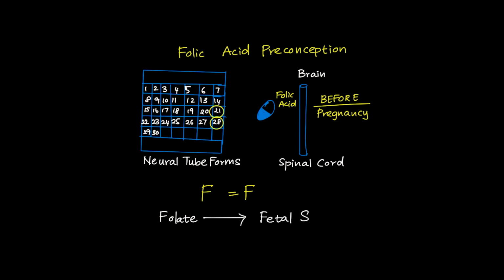Here's a D440 OA exam tip for you. When the question mentions preconception or early pregnancy birth defects, the answer is always folic acid. Quick recall hook: folate fetal spine. Both start with F.